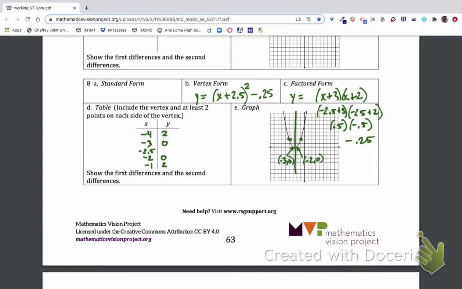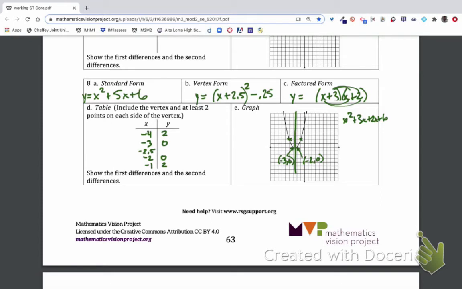To get this into standard form, I would encourage you, rather than dealing with the decimals, to mess with the factored form and multiply it out. x plus 3 times x plus 2 would get me x squared plus 3x plus 2x plus 6. So my standard form would be y equals x squared plus 5x plus 6.